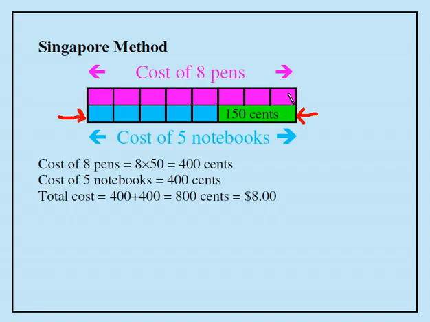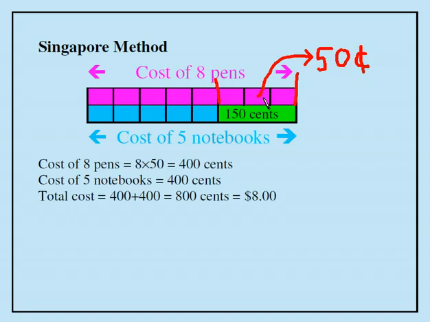And once we get that, we can use this part. Excuse me, let's erase that. Okay, we can look at this part to decide what each pink rectangle is worth. If 3 pink rectangles add up to 150 cents, each should be worth 50 cents. And that's all I need to know. I'm all set.